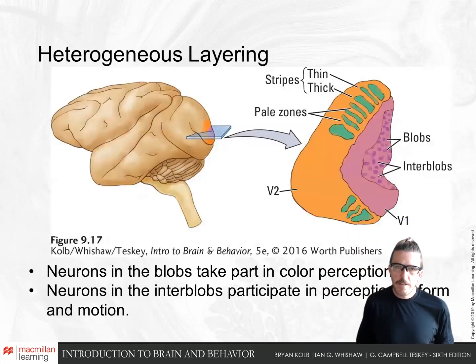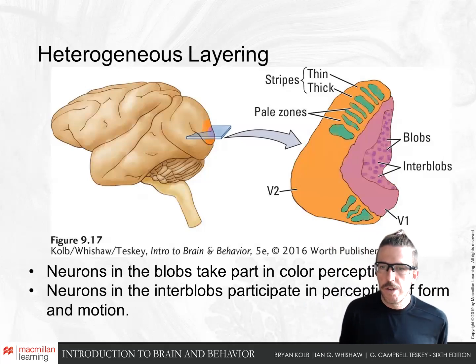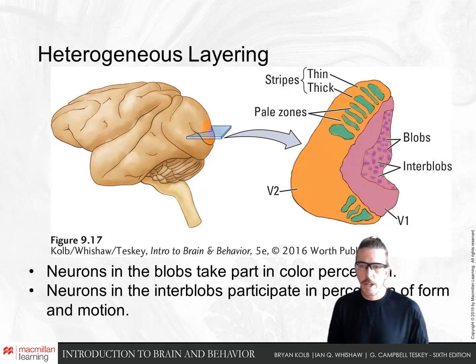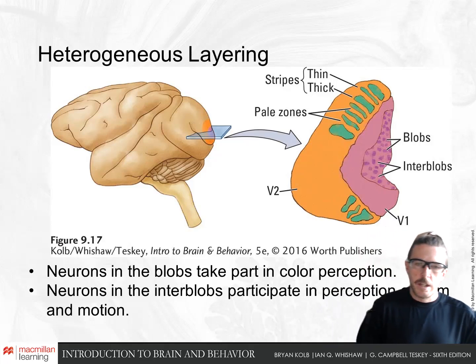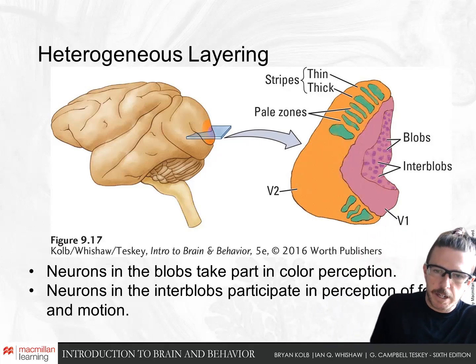So here's the slice of V1 and V2 showing these blobs and interblobs in V1, separating out the color and motion information. And then in V2, another feature is these stripes, which come in both thin and thick widths, and the pale zones in between them. And we'll see that the different types of visual information end up flowing through these different parts of V2, much like different parts of a subway system. So neurons in the blobs take part in color perception.